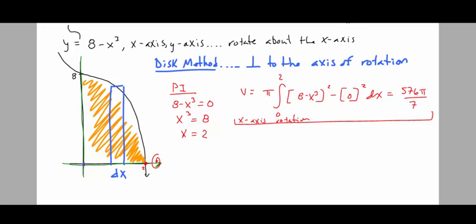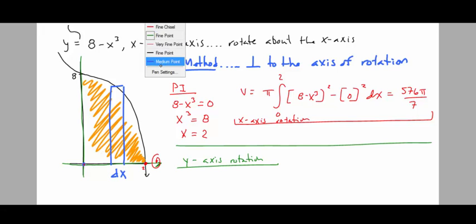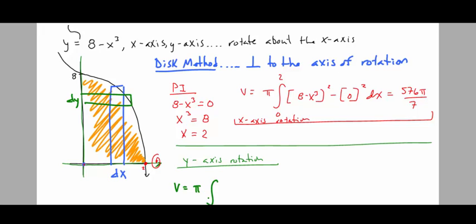Now let's do the same problem and let's do y-axis rotation. So let's use the same picture, but this time let's go ahead and use that y-axis rotation. So it's the same picture, but now I'm going to use dy. So my rectangles will go from 0 to 8 because I crossed at 8 here. And then instead of the outer and inner radius, we're still doing that. Think of the right minus the left, the right curve minus the left curve.